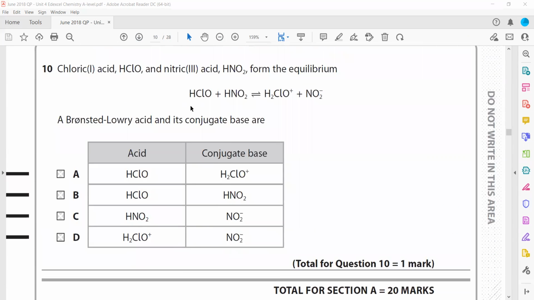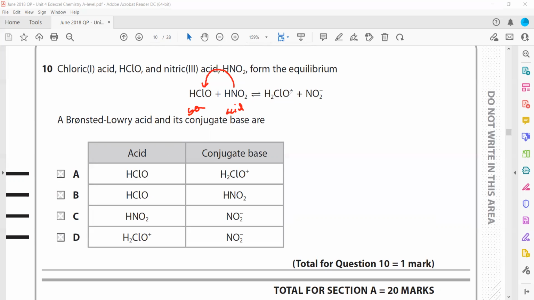Then the last question: chloric(I) acid, HClO, and nitrous acid, HNO2, form the equilibrium, as you can see here, the Bronsted acid and its conjugate base. When we mix two acids together, acids are proton donors and bases are proton acceptors. For the forward reaction, HNO2 is donating, so it is acting like an acid. In the forward reaction, this is the acid and this one is the base. So what is the acid for the forward reaction? That is HNO2.